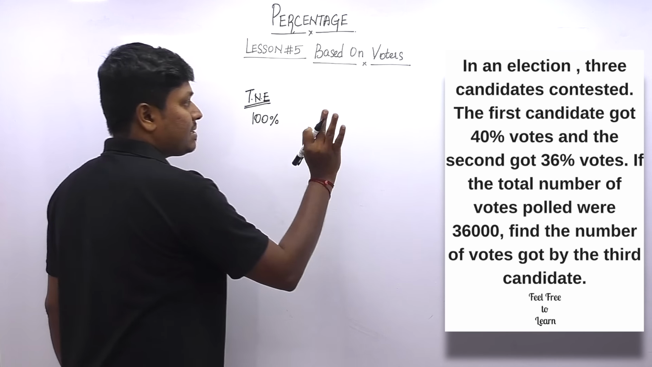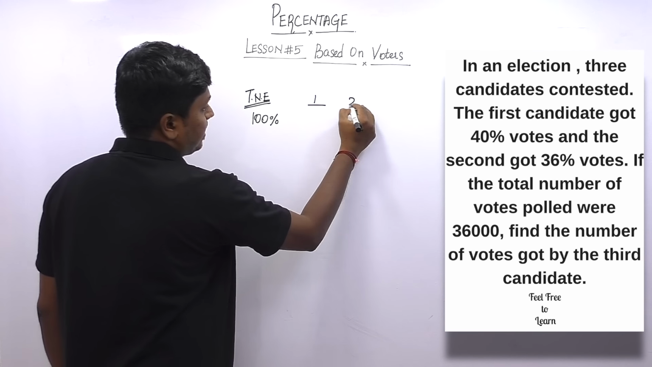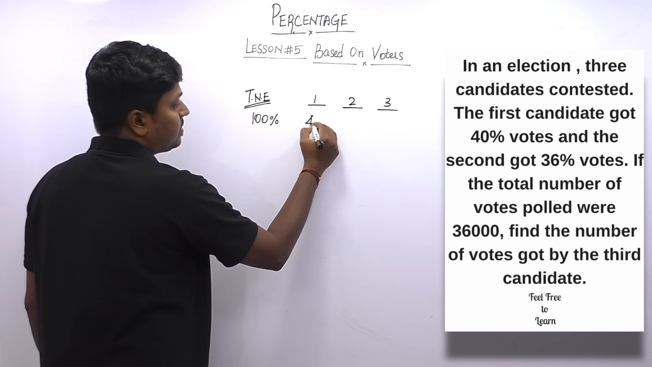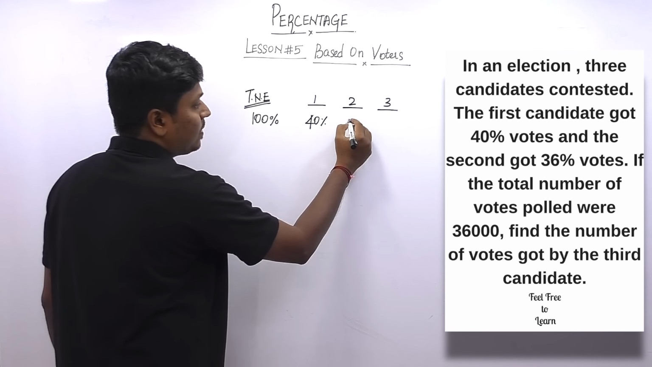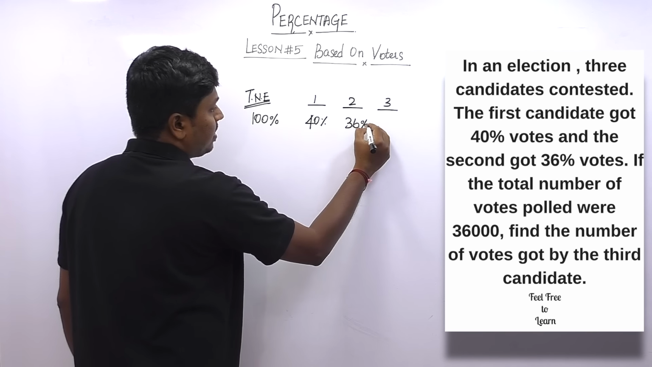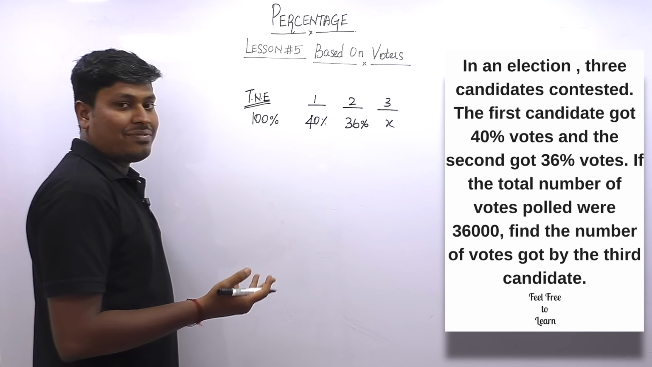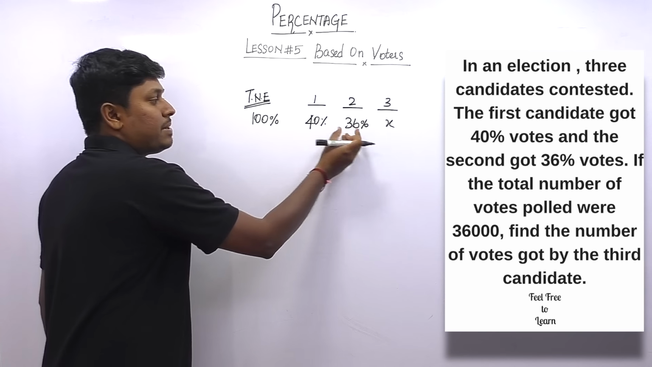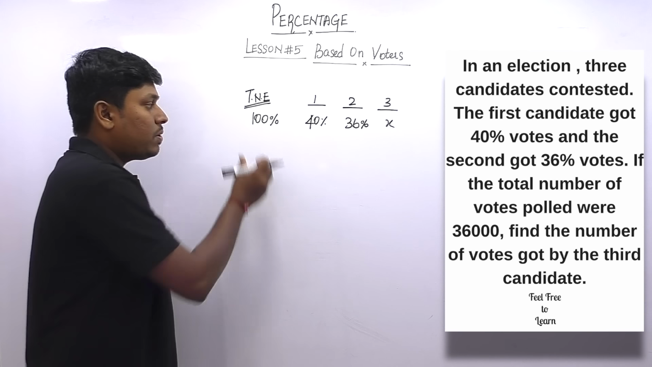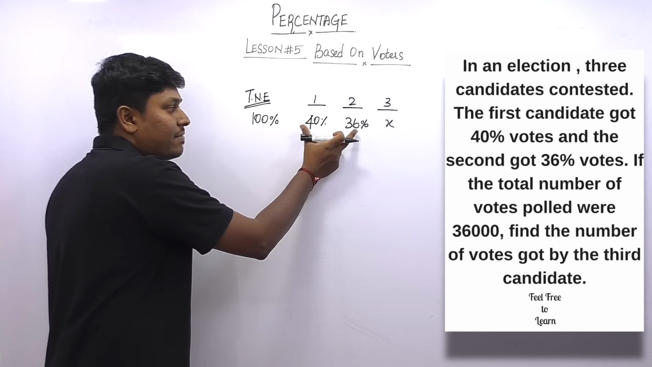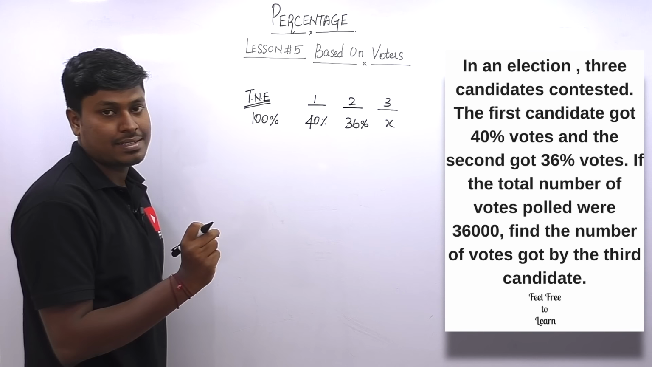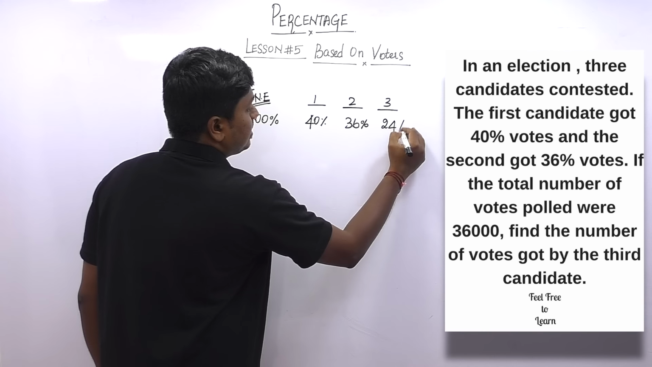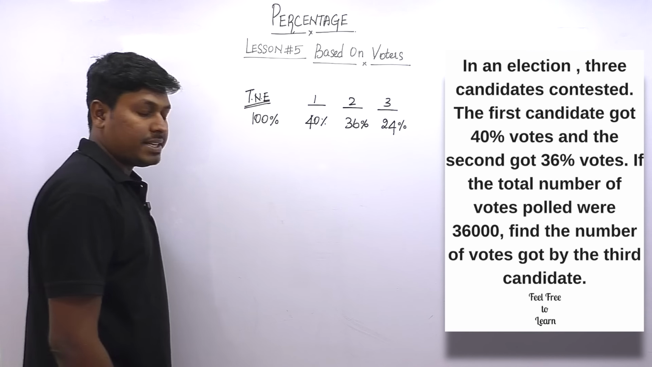Out of this 100%, there are 3 candidates, first candidate, second candidate and third candidate. The first candidate got 40% of this vote and the second candidate got 36%. And we don't know about the third candidate. Finding the third candidate is so easy. When you add both the values, 40 plus 36 will be 76. Out of 100%, when you subtract the first 2 candidates, which is 76, the remaining will be 24. So we can definitely say that the third candidate got 24%.